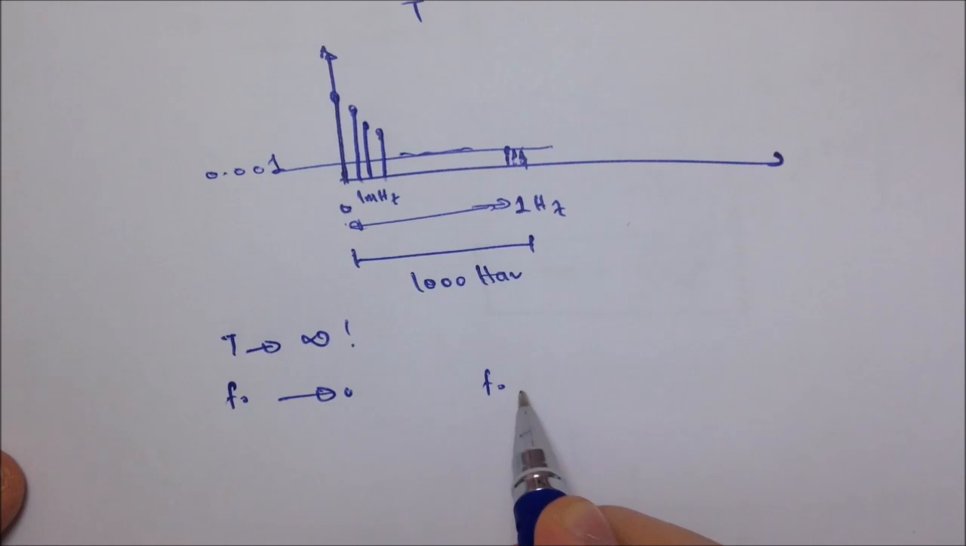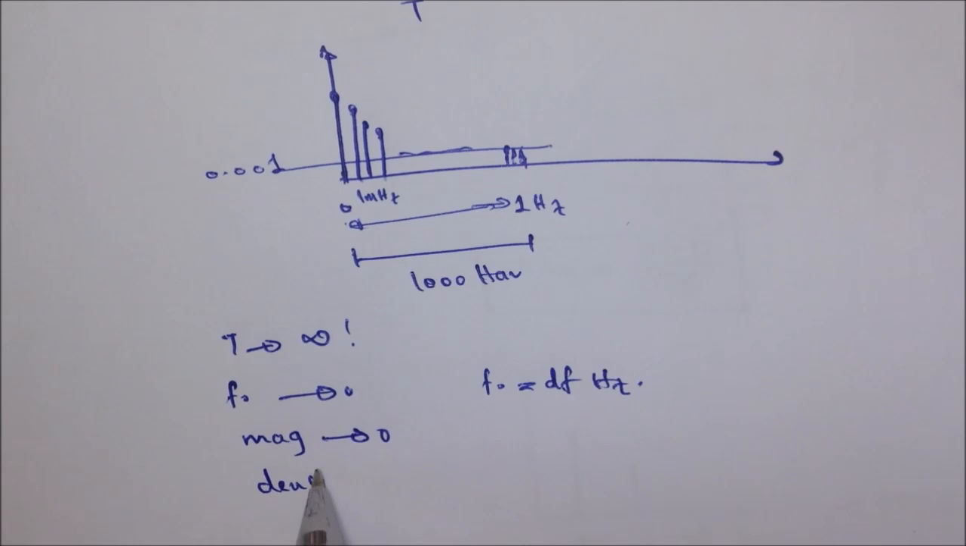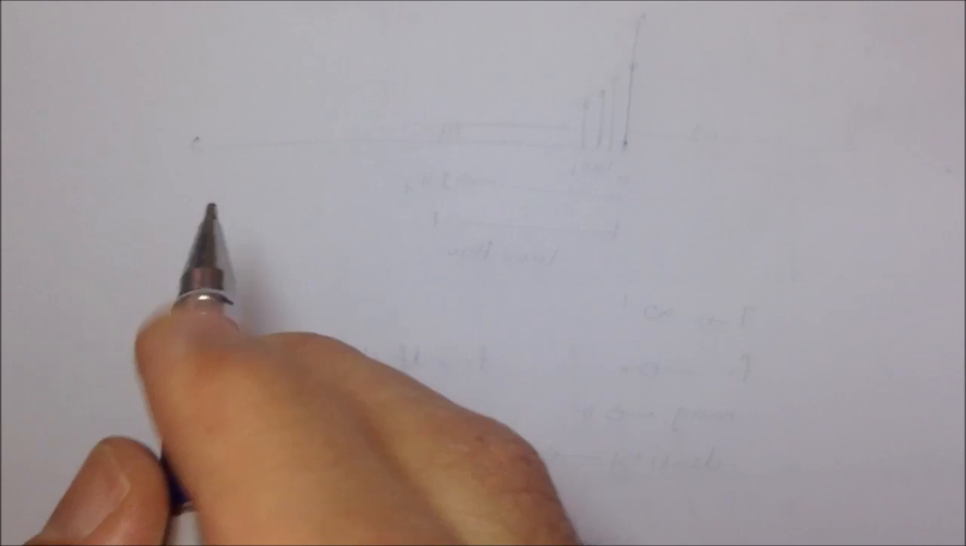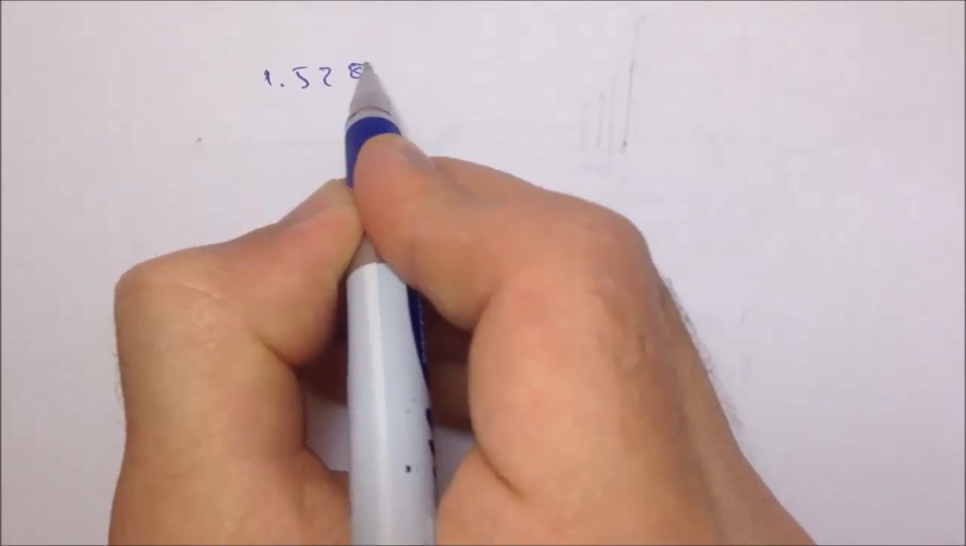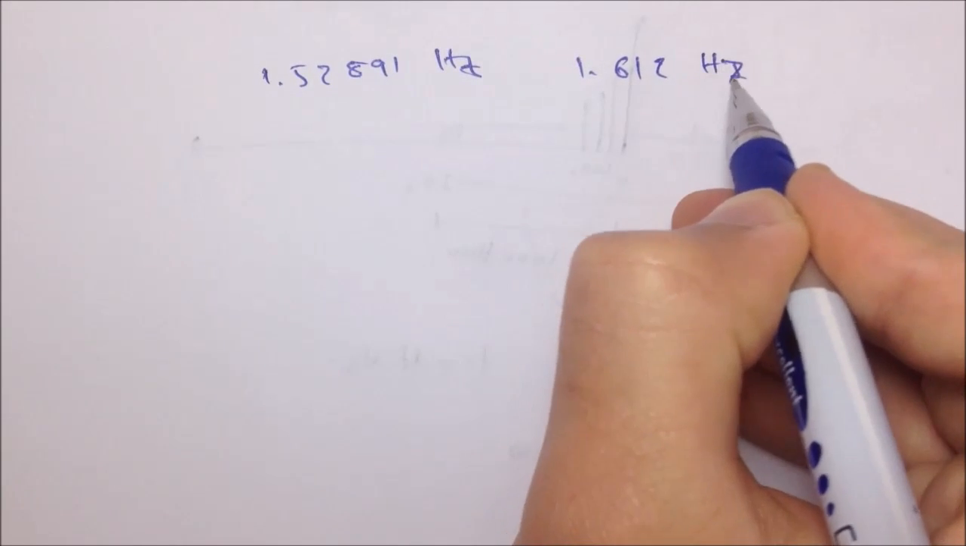Let's say it's a very small frequency, let's call it df Hertz. The magnitude of these components will be very, very small. It approaches 0, and the density of this spectrum approaches infinity; it will contain an infinite number of harmonics in just any bandwidth. Now, if the spectrum has a density of infinity, what does this mean? This means that the spectrum has components at each and every single frequency you can imagine, just any possible frequency, say 1.52891 Hertz or 1.612 Hertz, just any possible frequency.